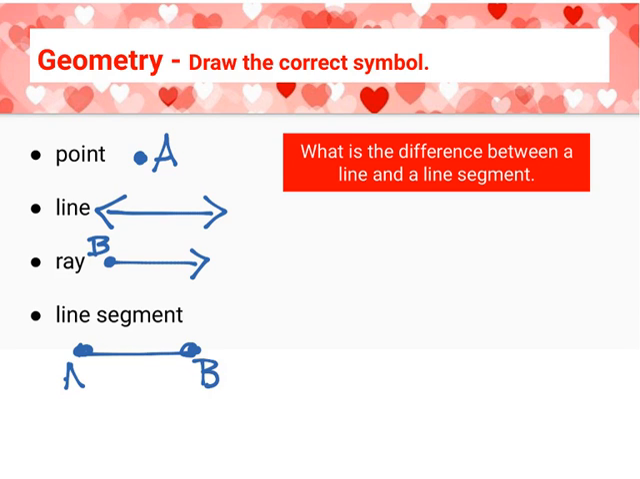Okay, now you have to explain what is the difference between a line and a line segment. A line goes on both ways in both directions, and it never stops. It does not have any ending points or starting points. A line segment has a definite ending point and a starting point.